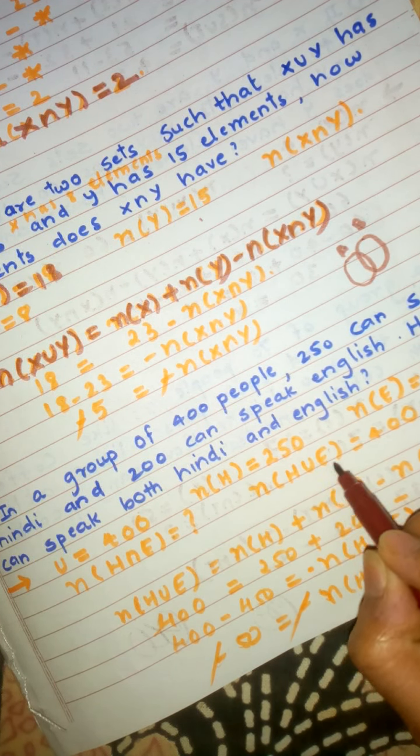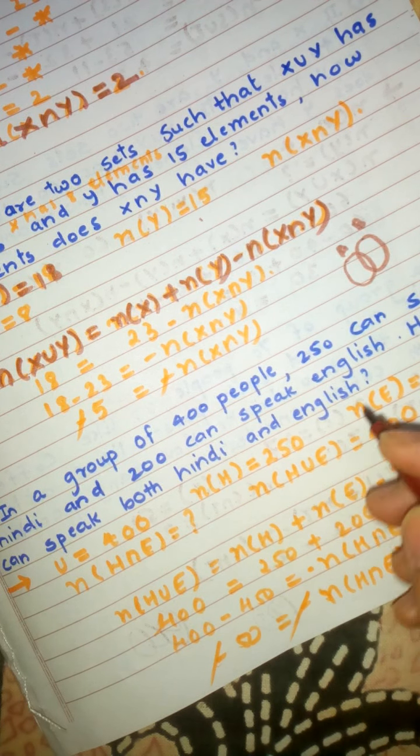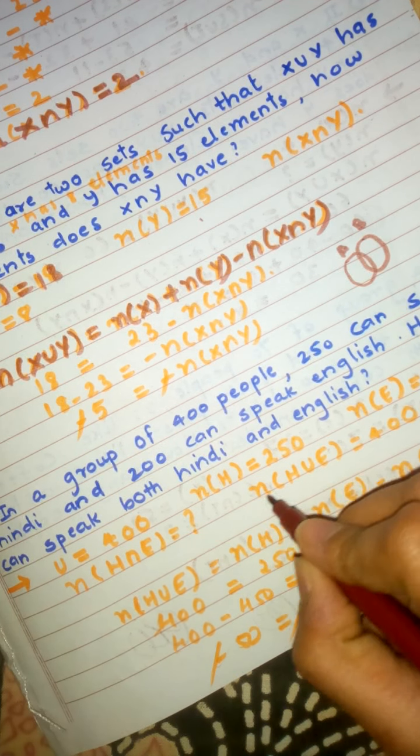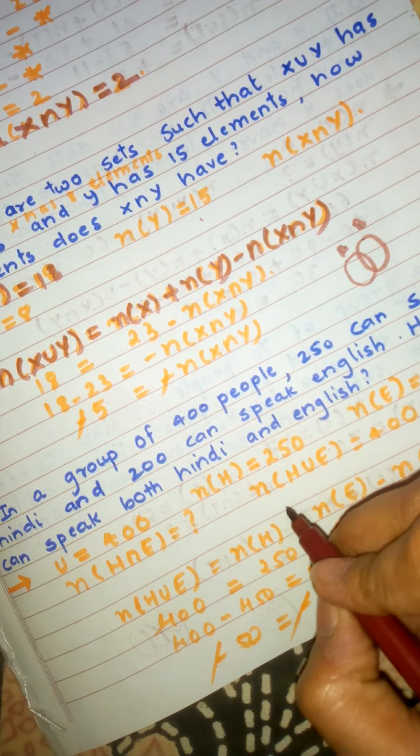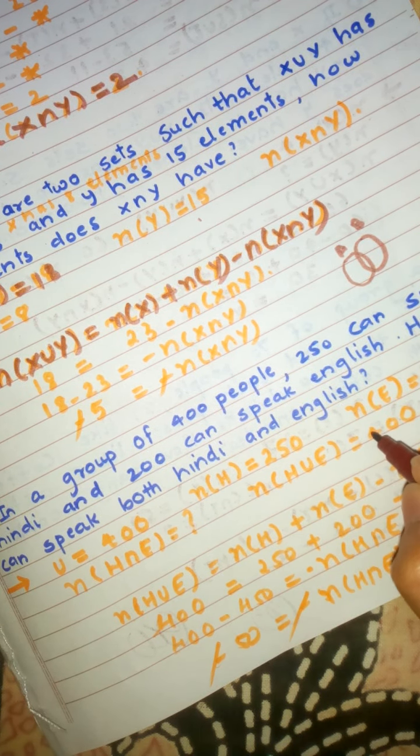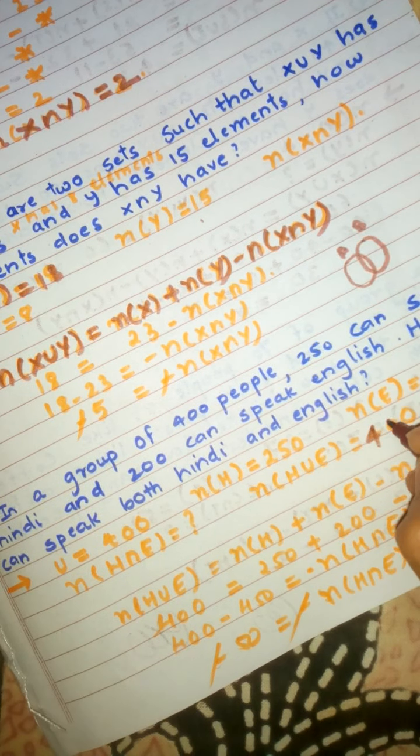The number of people who know Hindi union English: from the 400 people only they have taken the survey. That means in those 400 people there will be some people who know Hindi and some who do not. So the number of elements which know Hindi or English will be 400 only.